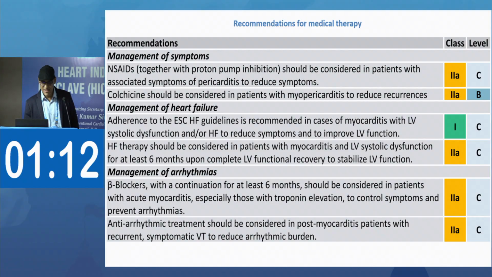Recommendations regarding medical therapy: NSAIDs together with proton pump inhibition should be considered in patients with myocarditis associated symptoms of pericarditis to reduce symptoms. So NSAIDs is class 2A.